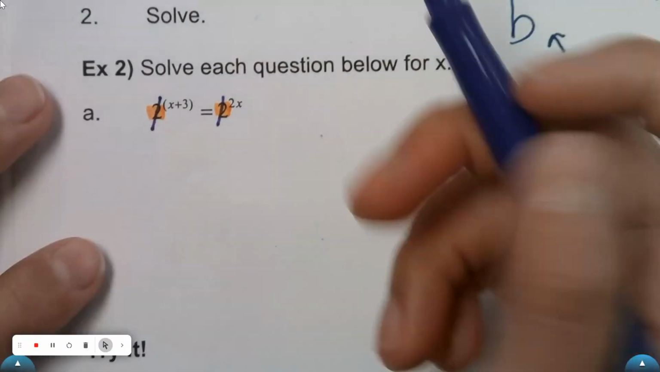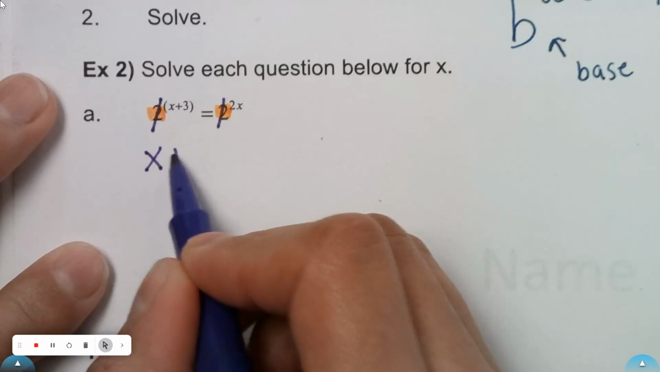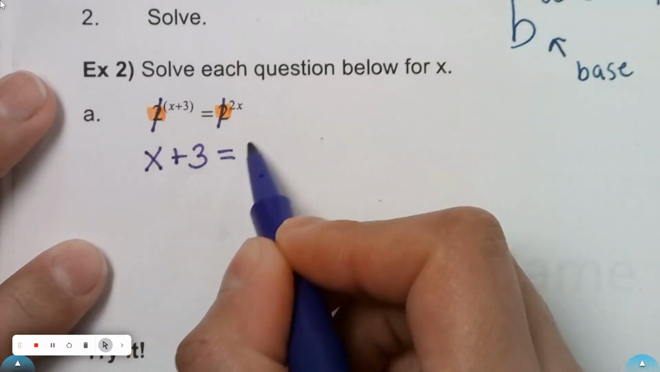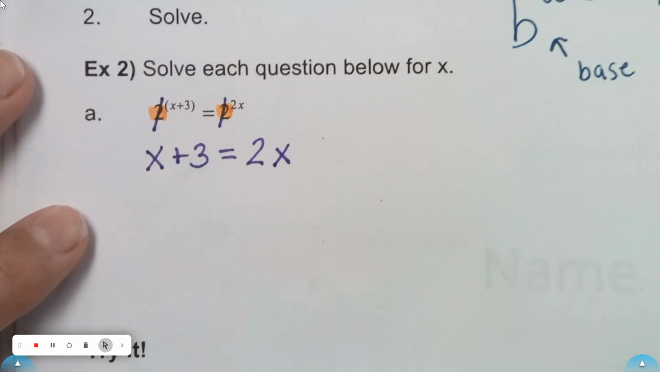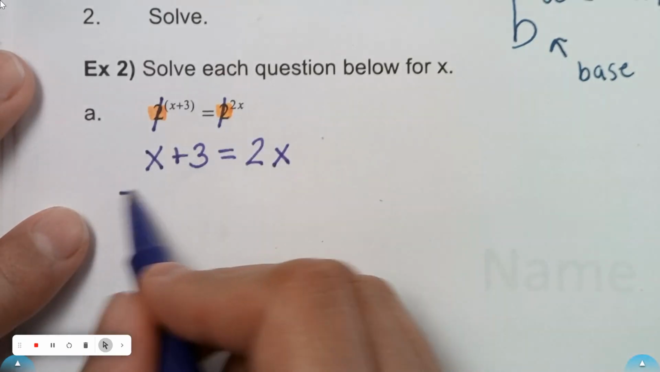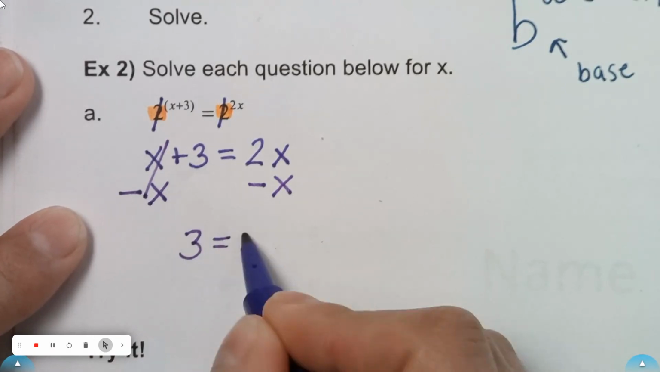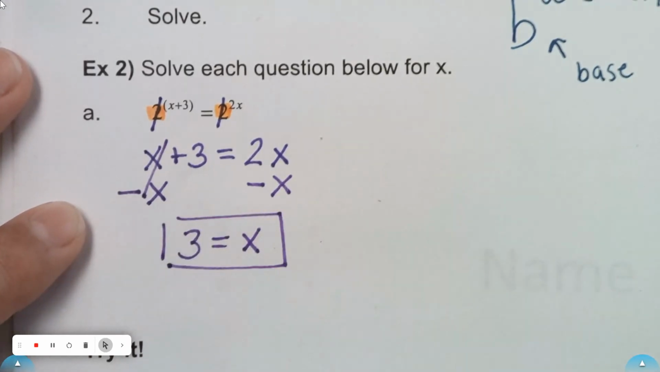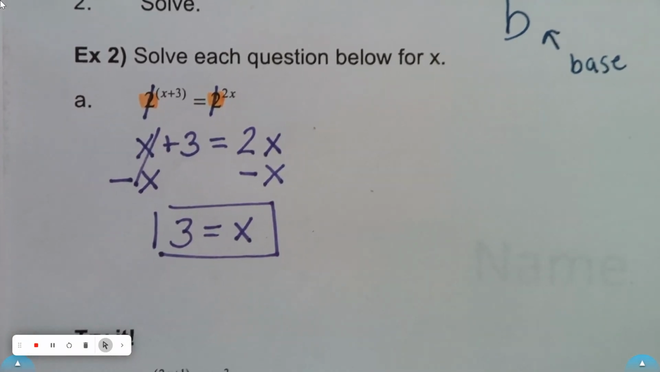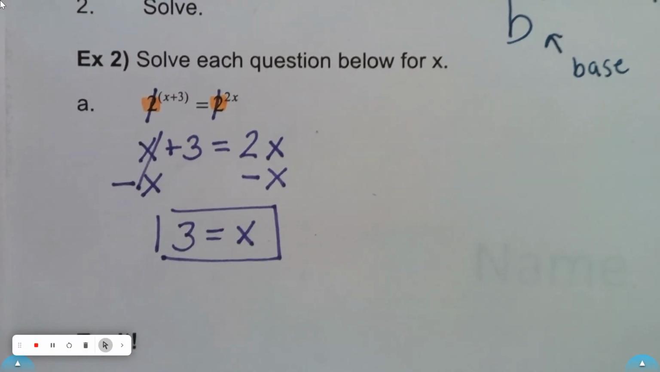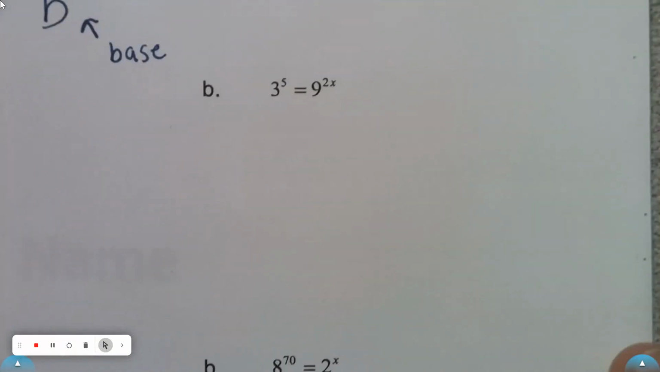Your exponent stuff, or what you have in the air, you will bring down. So like I have this x plus 3, and I have this 2x. And then from here, I just solve for x. So I'm going to subtract the x from both sides. I get 3 equals x. So if your bases match, it actually makes the problem a little bit nicer. However, you will run into situations where the bases don't match. So for letter B.